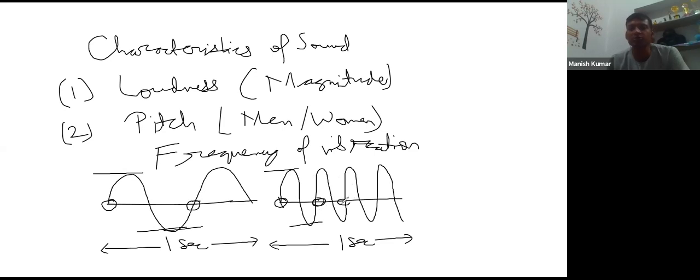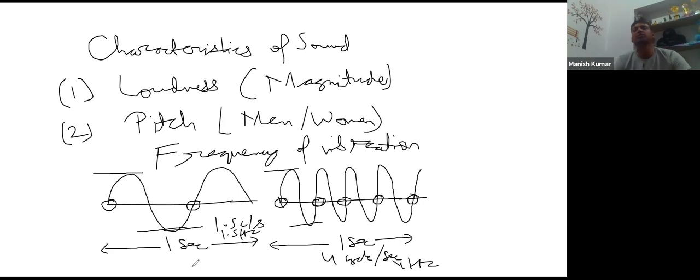One is this, this is two and this is three. And here also you can complete it. It is like this. From here it started, from here to here. So 1 cycle, 2 cycles, 3 cycles, and 4 cycles are there, isn't it? 4 cycles per second or 4 hertz. And here, 1.5 cycles per second or 1.5 hertz, isn't it?